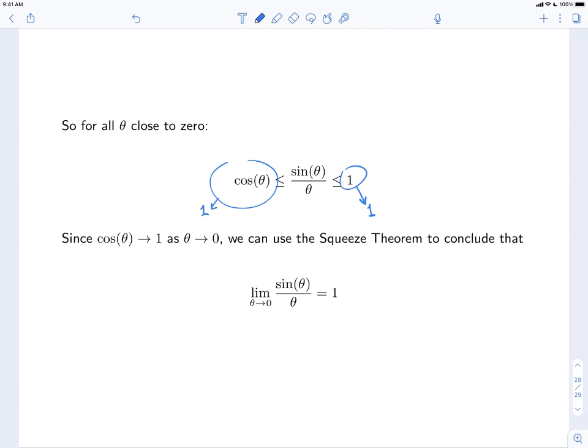Of course, originally we wanted this in terms of x. So you just replace theta with x, and you conclude that the limit as x goes to 0 of sine of x over x is equal to 1.